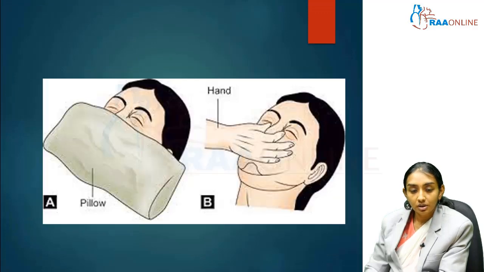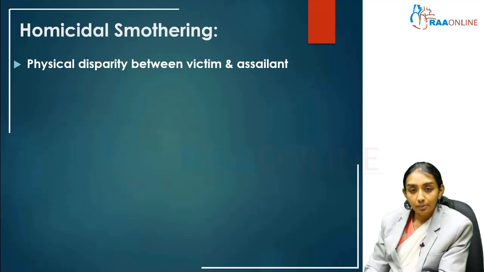So there are two forms here. One is a pillow which is being used to smother the individual. The other is manually, by the use of the hand to close the nostrils and the mouth. So this is a form of typical homicidal smothering. Normally there is a physical disparity between the victim and the assailant, where the assailant is stronger than the victim so that it is easy for the assailant to smother the victim.